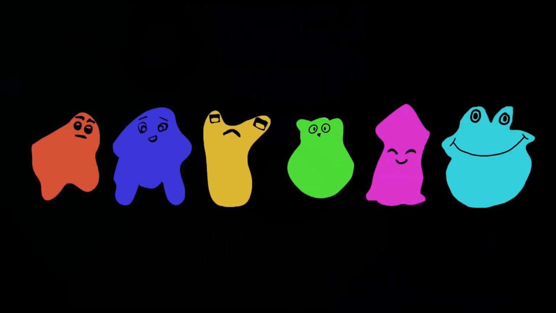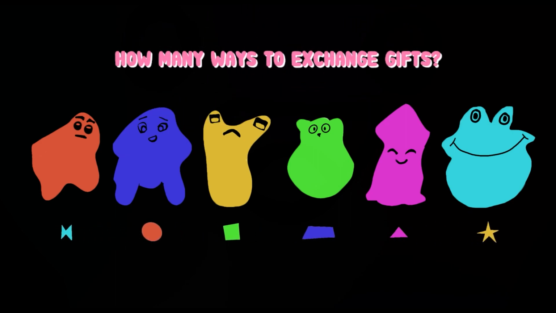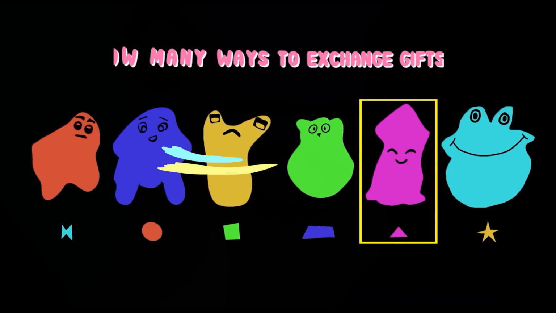Six little blobs planned a secret Santa and were exchanging gifts with each other. Each blob prepared a gift with their own color. One of the blobs asked, "How many ways can we exchange gifts so that no one gets their own gift?" You may think of using 6 factorial, but that way some blobs might get their own gifts.